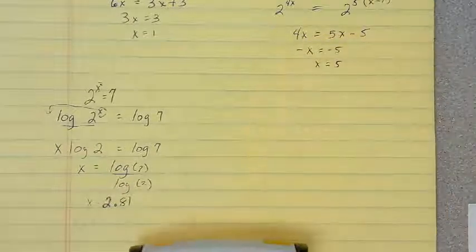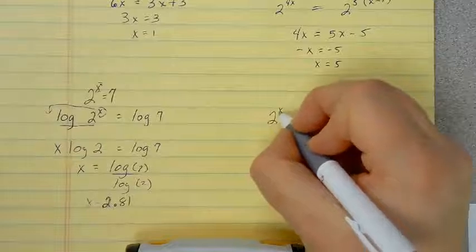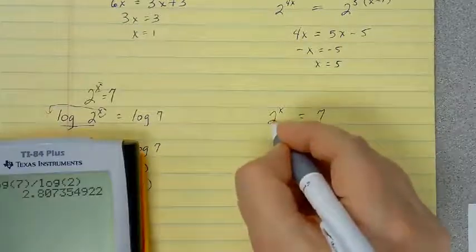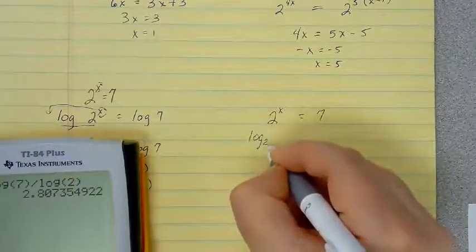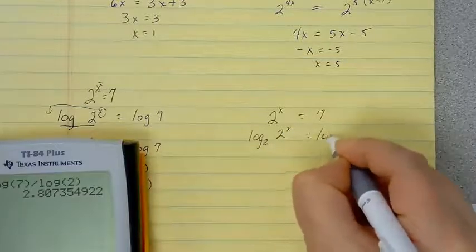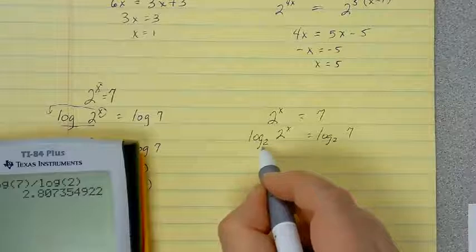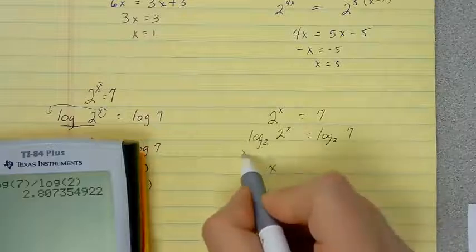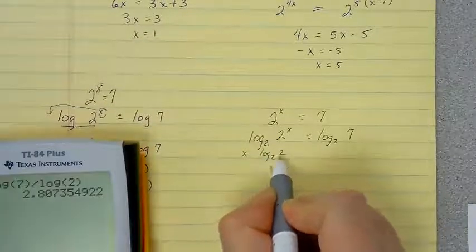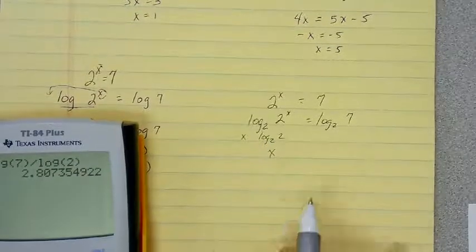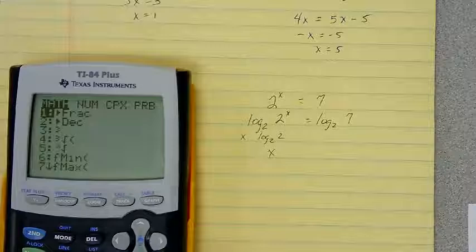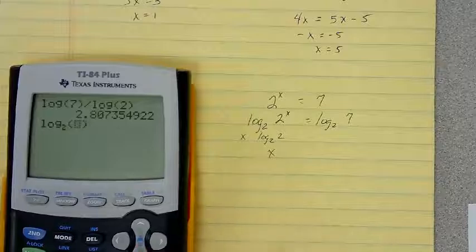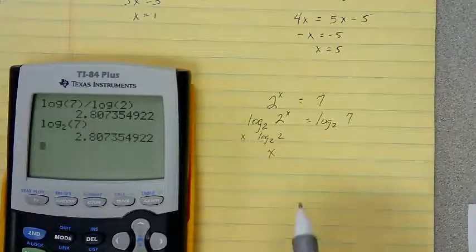So the other way to work this would be, since I have 2 to the x equals 7, instead of just common logging it, I know that I can get rid of this 2 altogether if I actually do log base 2 of both sides. Because log base 2 of 2 to the x power just becomes x. And the reason why is because that's x times log base 2 of 2, and this is a special case that turns into 1. And then on the calculator, I would just do math, log base 2 of 7, which gives you the same answer.